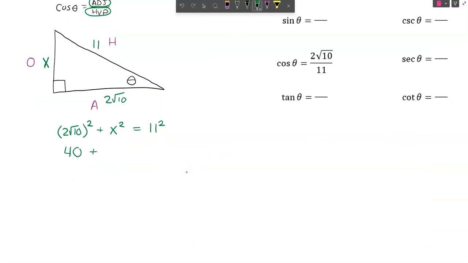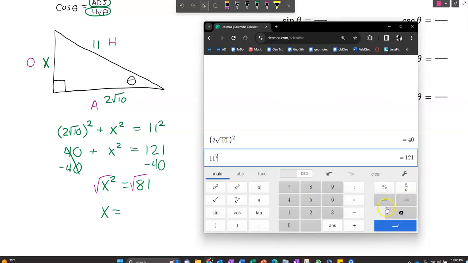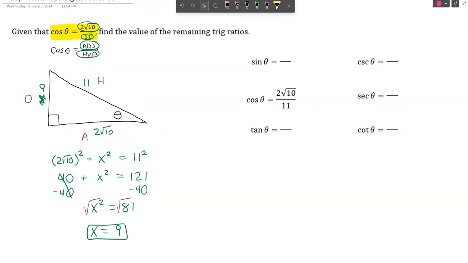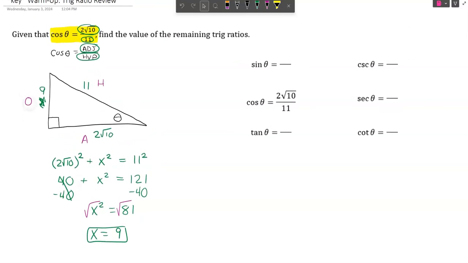So 40 plus x squared equals 121. We'll subtract 40 from both sides. And I believe that's actually going to give me 81. We'll go ahead and take the square root of both sides. And x here is going to equal, now you might see this, or you might know what this answer is, but if you don't, you can of course put that in here. So let's go square root 81, and there it is. It comes out as 9. So my missing side here was 9. So that means I can erase that x and put a 9 there instead. And this now is going to open the door for the last part of this warm-up, and that is to find the other 5 ratios.